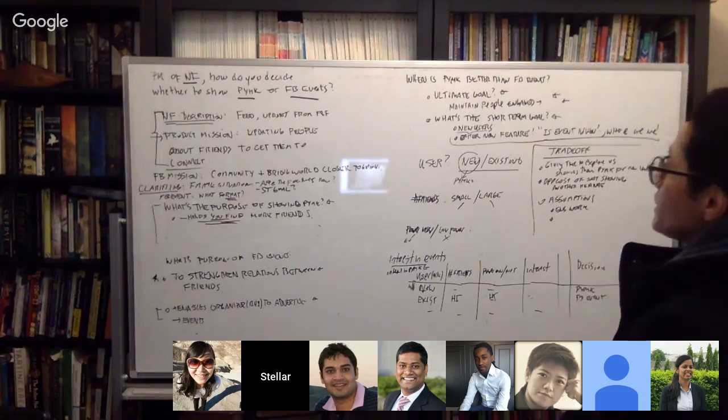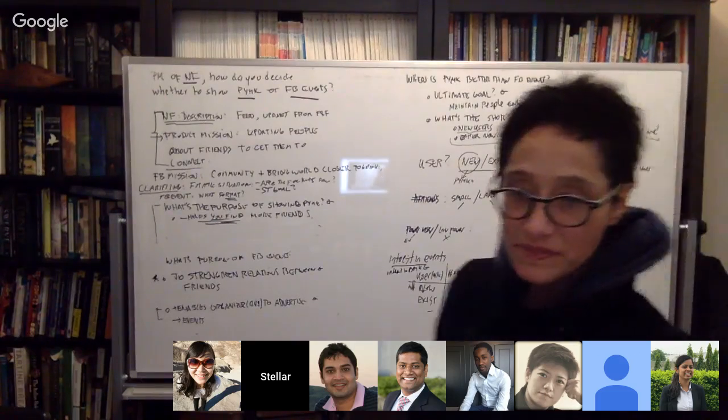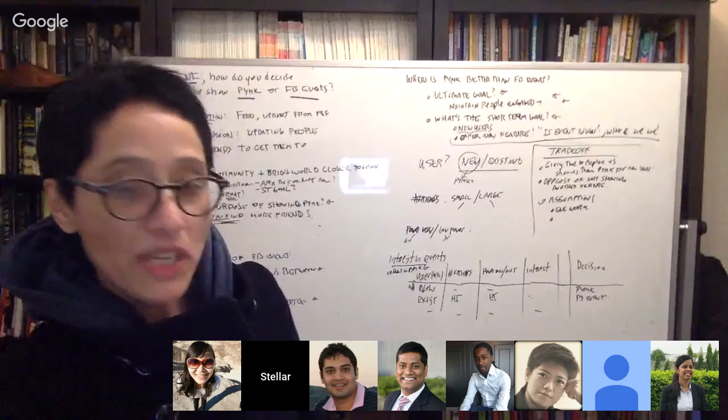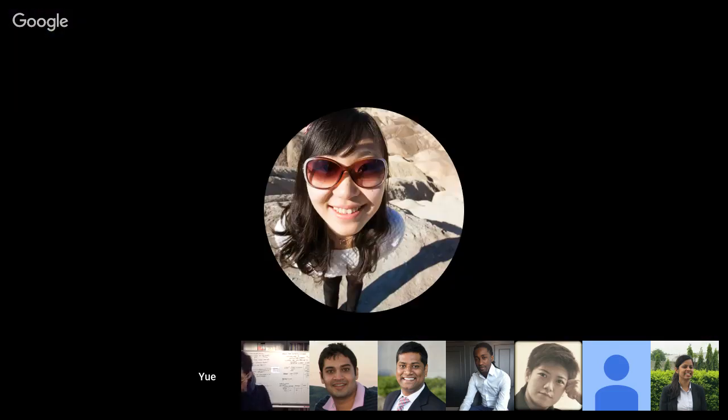All right. Any other concerns? I think we should also talk about what other metrics we will look at if we do an experiment to compare events and PYMK. What do you have in mind, June? Yeah, I think both of these will help improve engagement.